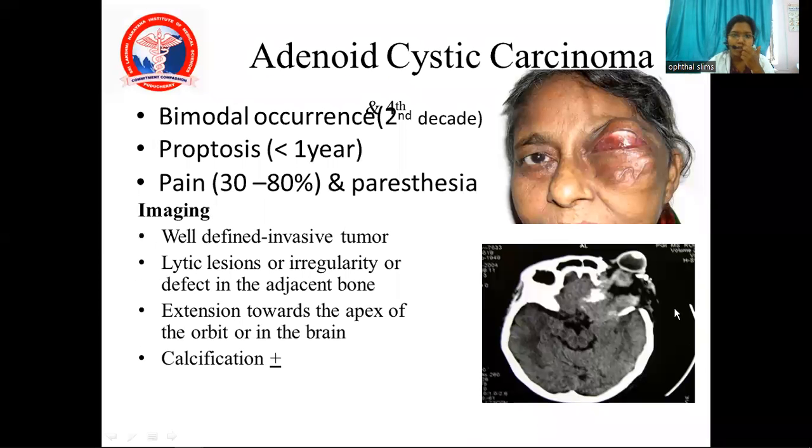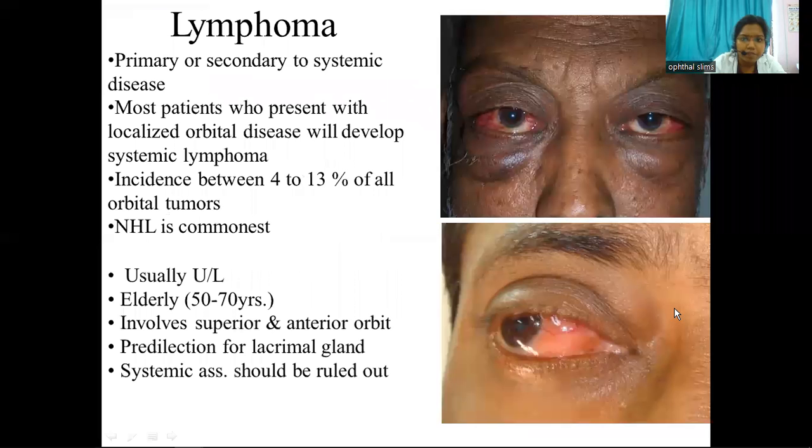Then adenoid cystic carcinoma, it is a malignant tumor of the lacrimal gland. It has a bimodal occurrence in the second and fourth decade, and the proptosis is of very short duration, that is less than 1 year, and pain will be more common, that is 30 to 80% of patients will have pain. This is due to perineural invasion. It is a well-defined invasive tumor, with lytic lesions or irregularity or defect in the adjacent bone, extension towards the apex of the orbit or into the brain, and there can be associated calcification.